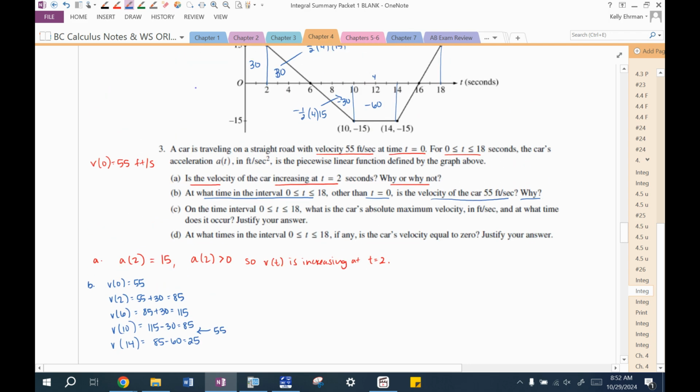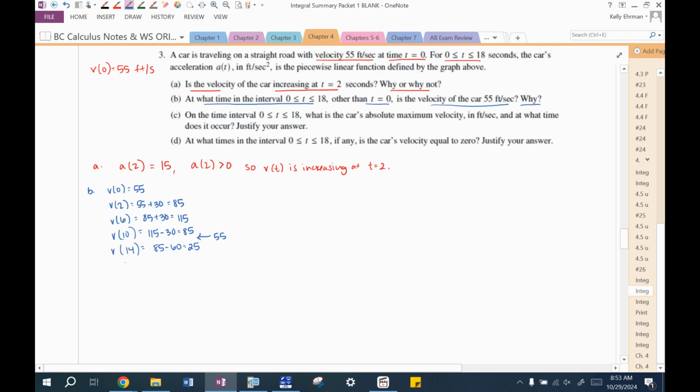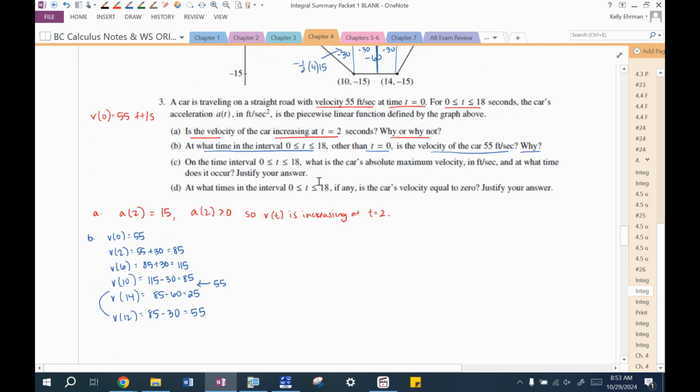So what about at 12? So half of this is negative 30. So back here, v of 12 would have been 85 minus 30. So that gets me to 55. Okay, so there's another time where we hit 55. And then at 14, we go down another 30. So now we're at 25.